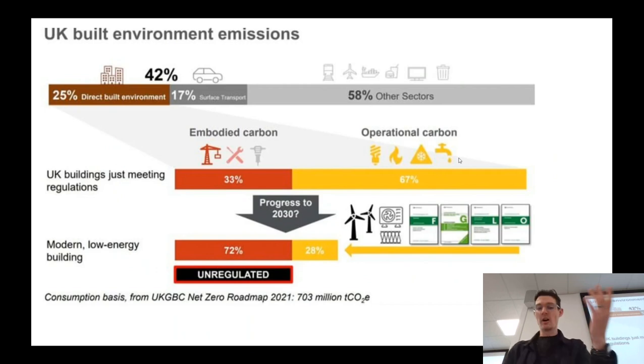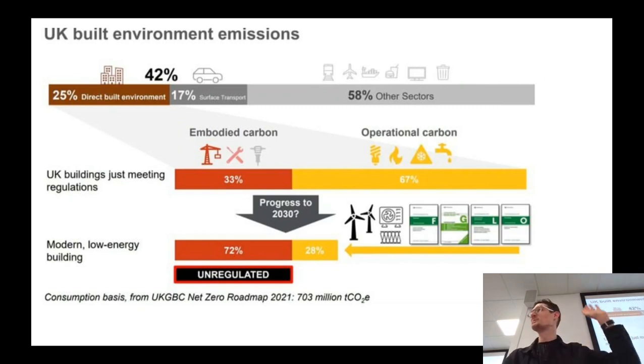Let's talk about carbon. This is the UK's carbon emissions. This whole bar along the top. 58% of it comes from people who aren't associated with architecture. 42% of it comes from you guys.